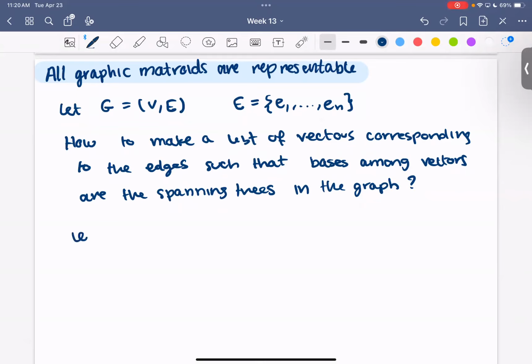So we'll let V be the matrix with dimensions, number of vertices of G by number of edges, which is n.